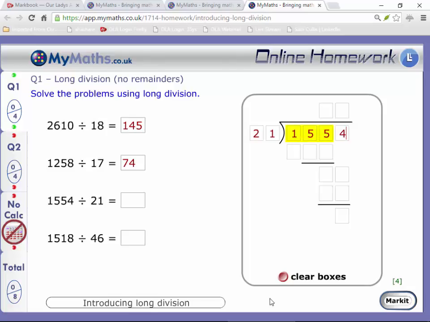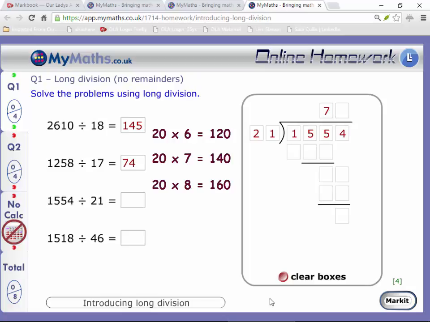Again, I'm going to make the 21 20 in my mind. Okay, 20. Now I know that 6 lots of 20 we've tried earlier was 120. 7 lots of 20 is 140. 8 lots of 20 is 160. So it's either 7 or 8. Let me try 7.